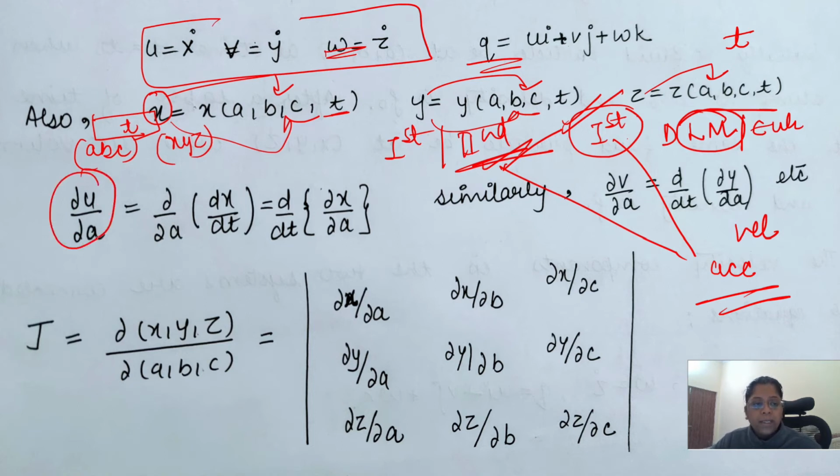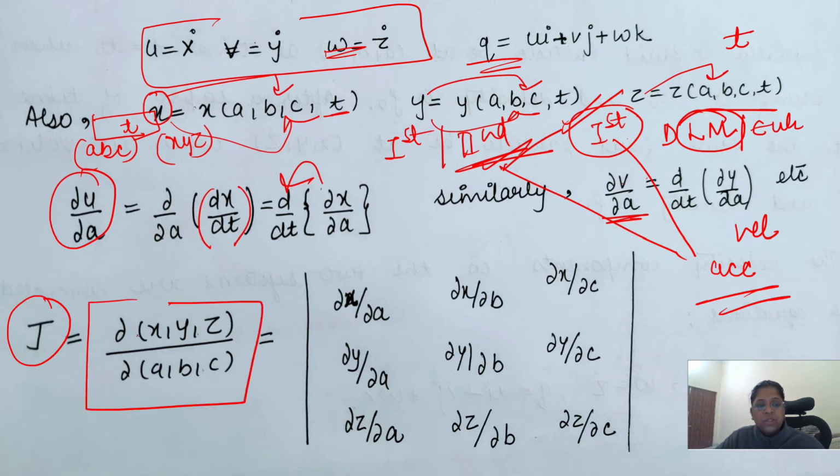del u by del a is equal to del by del a of dx by dt, since u is dx by dt. So we can take this out: d by dt of del x by del a. Similarly for v by a. Now J is a constant, which I have already told you in the previous video, and it can be written as final position depending on initial position. So we can write it like this, del xyz upon del abc.